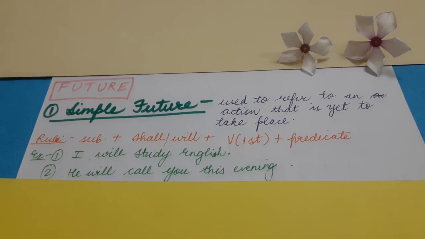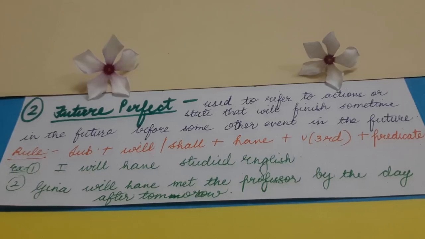Example number one: I will study English. You will study English. You haven't studied English, you have not finished studying English, you will study English. Number two, he will call you this evening. So the action is yet to take place in the evening. Maybe now it's the morning or afternoon, so in the evening.